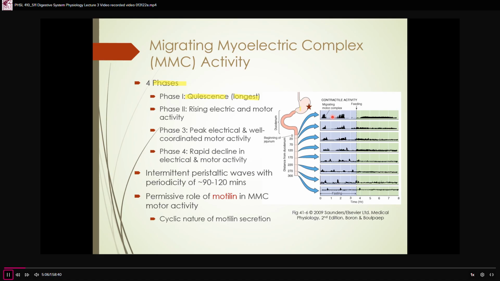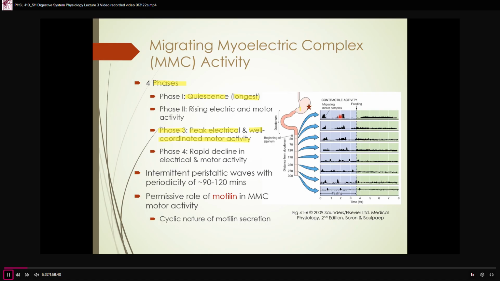And then you'll get phase 2, and in phase 2 you have some rising electrical activity, and it stimulates a little bit of motor activity, but it's weak and not well coordinated and not highly propulsive. So that's phase 2. And then you get into phase 3, and this part of the motor activity is very, very high intensity, high amplitude contractions that are very well coordinated and highly propulsive.